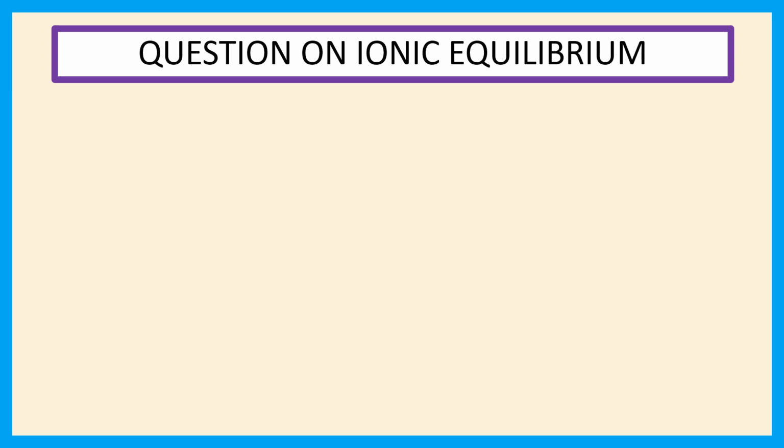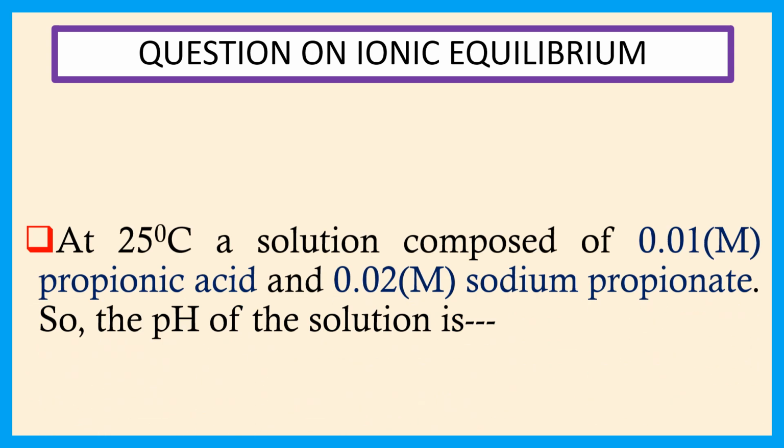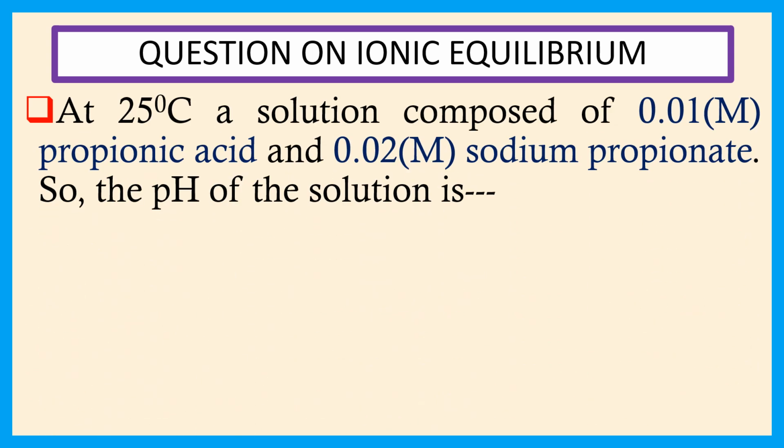Welcome everyone. Question on ionic equilibrium. At 25 degrees centigrade, a solution composed of 0.01 molar propionic acid and 0.02 molar sodium propionate. So, the pH of the solution is given. Ka is equal to 1.34 into 10 to the power minus 5.